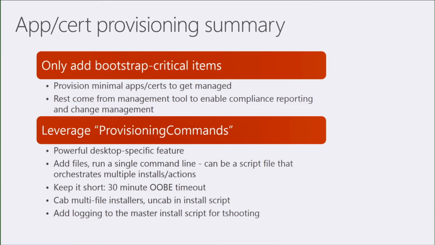There are some limitations to that, and then there are the provisioning commands. That's your get-out-of-jail-free card, and it lets you put in all your Win32 apps as well as any other advanced customization you want. Be aware that the out-of-box experience, that first run wizard, does have a 30-minute timeout, so don't go too nuts with it. And also, when you add files to the provisioning command, it has some performance problems when you add a large number of files. So the best practice is if you have a multi-file installer, where it's an exe and a directory of stuff, cab it up before you add it to provisioning commands, and then have your script uncab it.